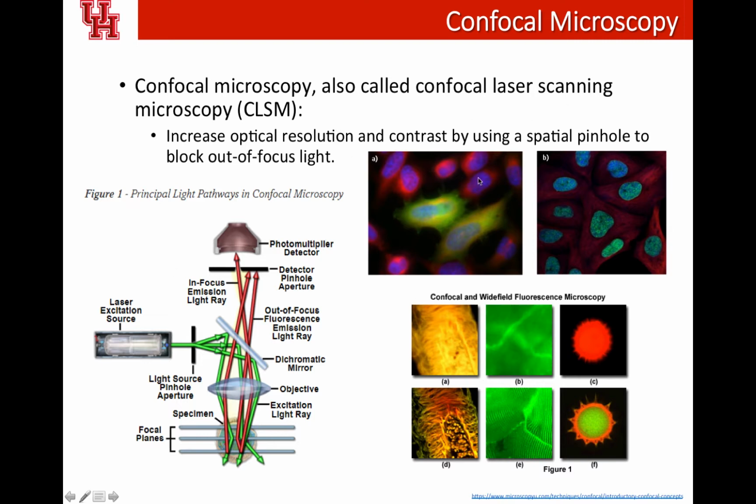For example, on the left-hand side is the epifluorescence, on the right-hand side is the confocal. You can see much clearer contrast. On the top panel is the wide field epifluorescence, on the bottom panel is the confocal. They are imaging the same locations, and you can see much clearer contrast with the confocal microscope. This is a scanning-based microscope, which means you measure your signal one point by one point.